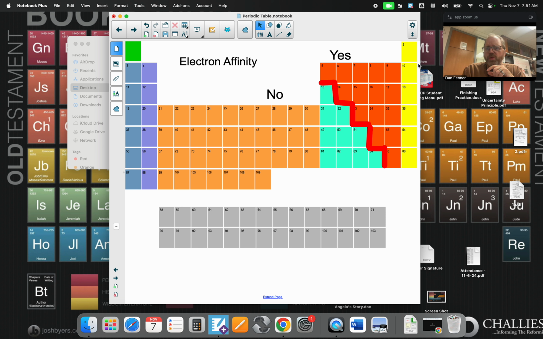How about these noble gases right here? Well, these noble gases are also no because they're filled shell. They don't want to gain anything at all. So all metals and semi-metals are no. Noble gases are no. Nonmetals are yes.